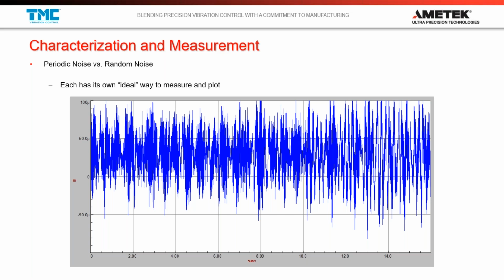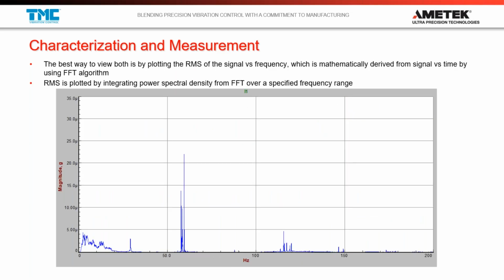But there's a whole lot of other noise and a whole lot of information in this signal that I really want to know something about if I want to mitigate it. So what do we do? We use our spectrum analyzer, which is our standard tool for measuring floor vibration, and we have it do a fast Fourier transform on the signal. Our fast Fourier transform is going to resolve the signal as best it possibly can into the component frequencies.